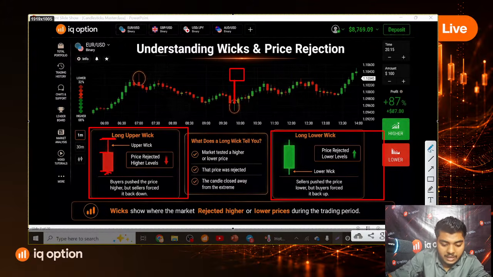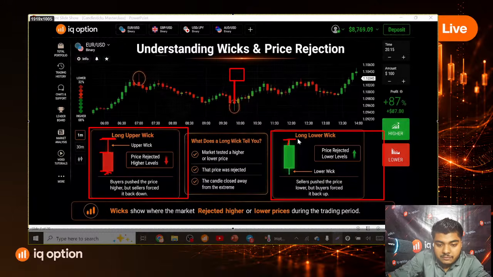And for example, a lower wick tells us that sellers push the price down, then the buyers step in and force the price back up. Like here, the buyers push the price in the upward direction.